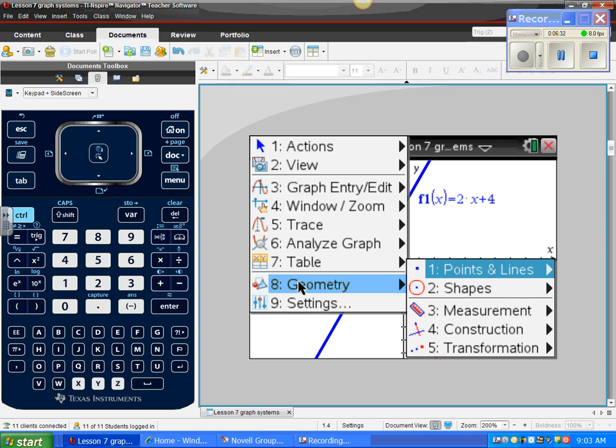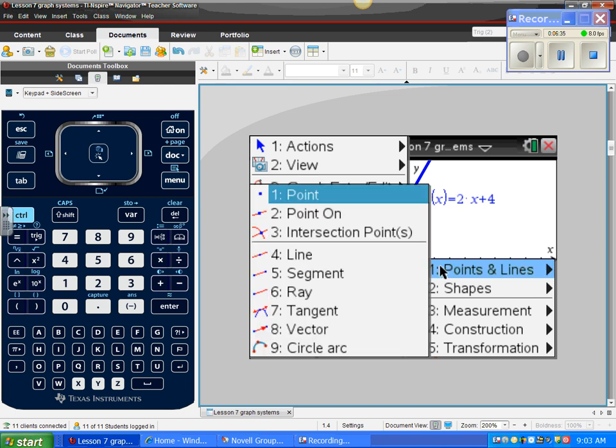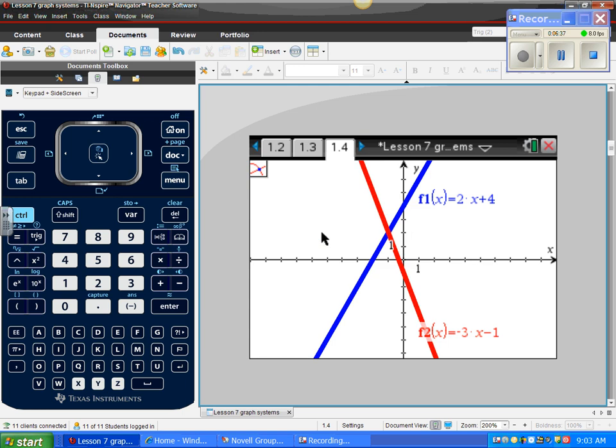Menu, geometry, points and lines, and intersection points. The reason we use this versus the other one is if there's multiple intersection points, this tool will bring up all of them. With the other one, it's only going to bring up one. So click on one, then click on the other, and the point appears, negative 1, 2.